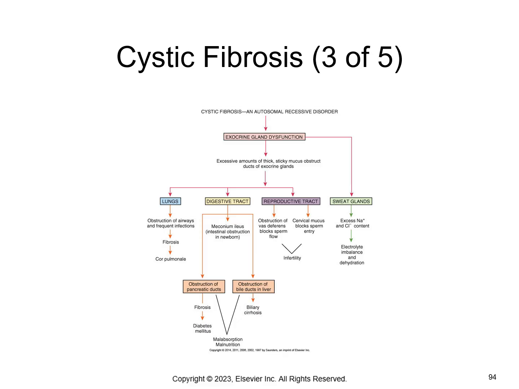We have obstruction of the vas deferens, which would block the sperm, and obstruction of the cervical mucosa, which blocks entry of the sperm. So both of those lead to infertility. The sweat glands produce excessive salt and chloride, and we have an electrolyte imbalance and dehydration. The skin's going to be really salty here.